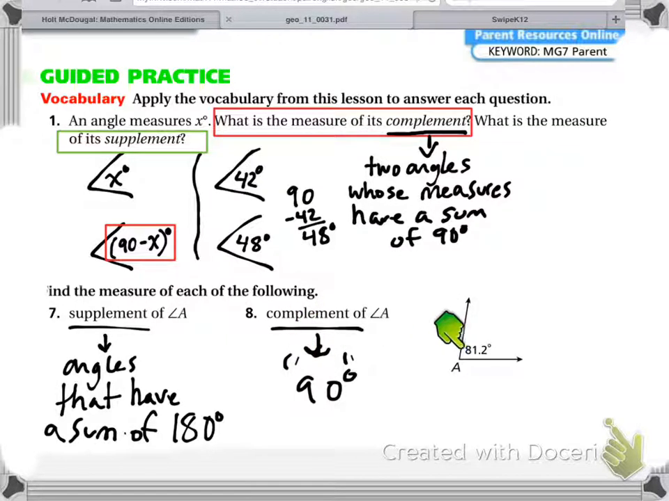So for the supplement of this angle, you're going to subtract from 180. For the complement of this angle, you subtract it from 90. Double check your answers, make sure that the supplements add up to 180 degrees and that your complements add up to 90 degrees.